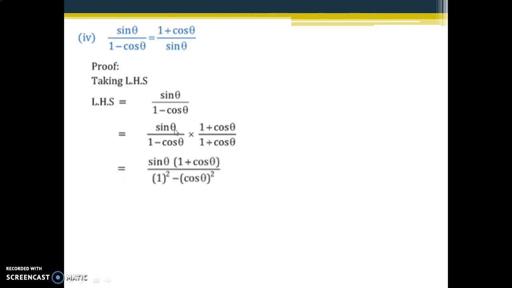we can rationalize the denominator. The denominator is 1 minus cos theta. We can rationalize it by multiplying with its conjugate, which is 1 plus cos theta. We are multiplying both the numerator and the denominator with 1 plus cos theta, and this will give us sine theta multiplied by 1 plus cos theta, and in the denominator we have 1 minus cos theta, 1 plus cos theta. Again we will use the formula a minus b multiplied by a plus b equals a square minus b square, and we get 1 square minus cos square theta.